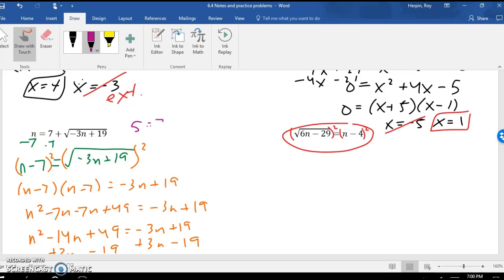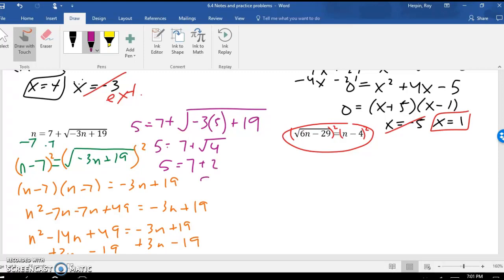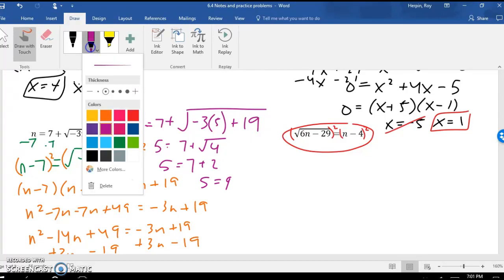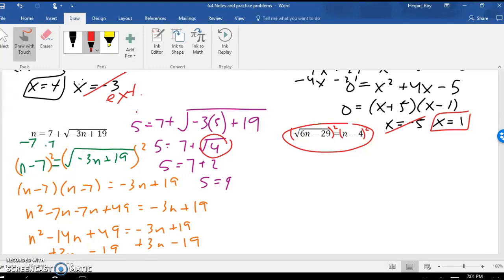Plug 5 in, and then 5 equals 7 plus the square root of negative 3 times 5 plus 19. So this becomes 5 equals 7 plus the square root of 4. 5 equals 7 plus 2. 5 equals 9. I know some of you are probably thinking, how come this doesn't work right here?